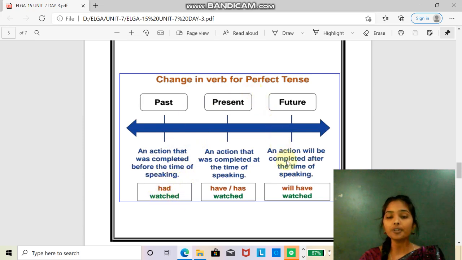When it comes to the future, as I said, we are speaking about what will happen next, isn't it? Future is nothing but tomorrow. You remember it as tomorrow. So the action has not yet started. The action will be completed after the time of speaking. So it is still not yet completed. When I speak about that, later it will be completed. Then it is the future perfect tense. We have to use the helping verb will have.